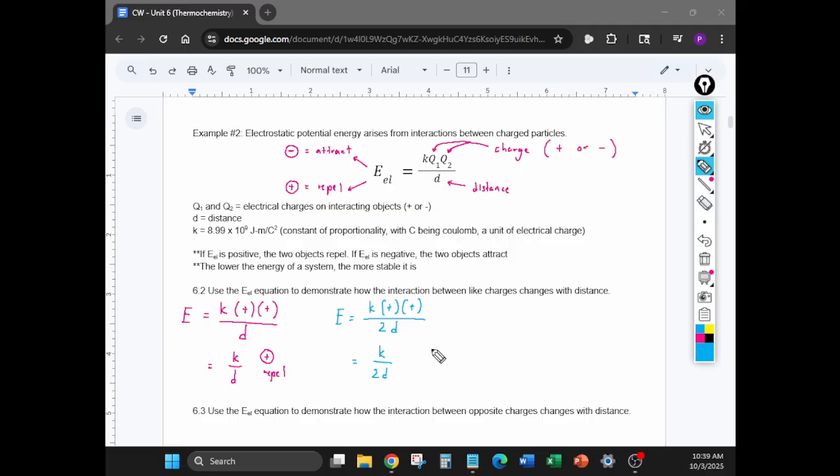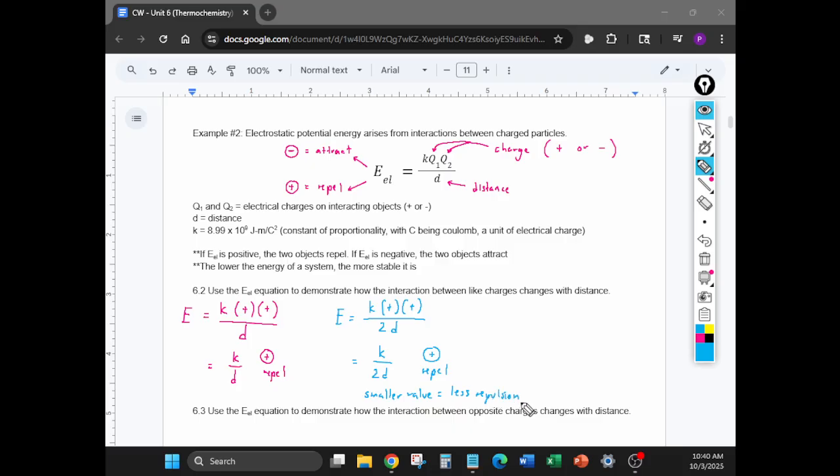So this is still a positive value, right? So it's going to repel, so it's still going to be repulsion. However, let's compare these two values, K over D and K over 2D. Which one is smaller? K over 2D, because you're halving it. So this is a smaller value. If the value is smaller, that means it is less repulsion.